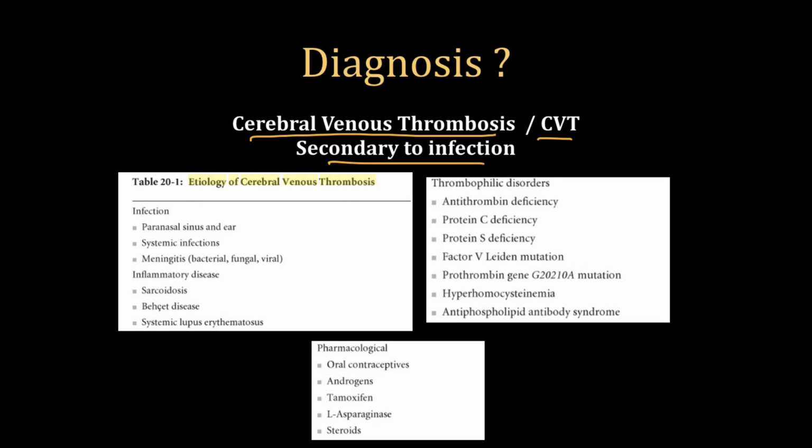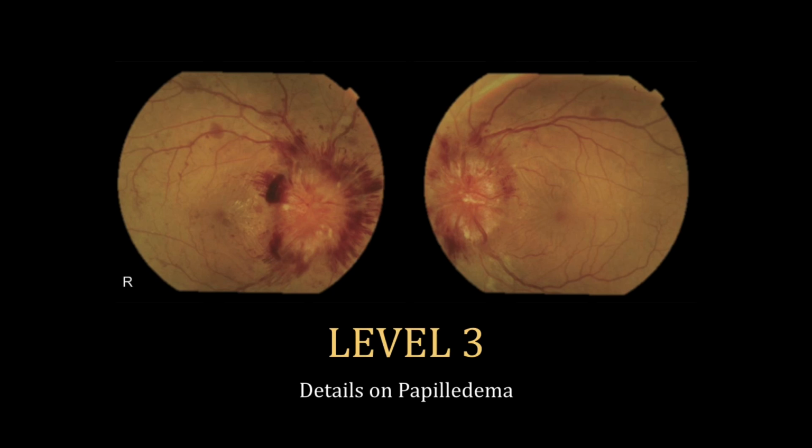As you can see, CVT can be because of so many conditions, most commonly because of an infection, or it can be because of bleeding disorders, or clotting disorders. It can even be because of some drugs also. Yes, so we discussed two important cases on papilledema, and we will take on through level 3. We'll add some more details to papilledema now.